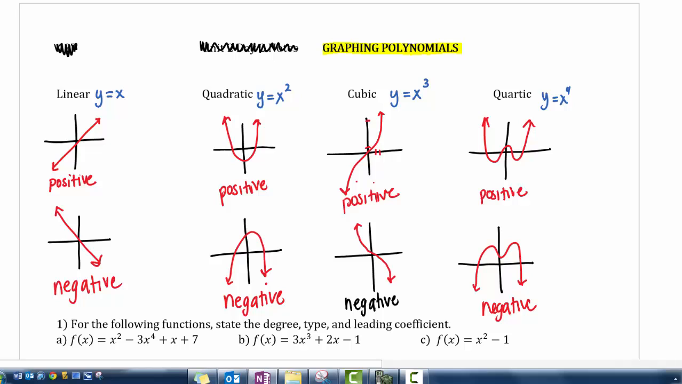But you have to be careful. Sometimes the quartic could just look like a parabola. So it's not always this W shape. It does sometimes look more like a parabola, depending on the equation. The size of its curves are a little bit smaller, but you'll know it's quartic by the equation because it has x to the fourth.